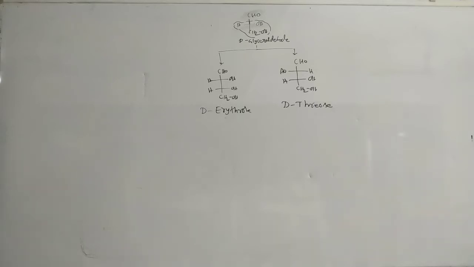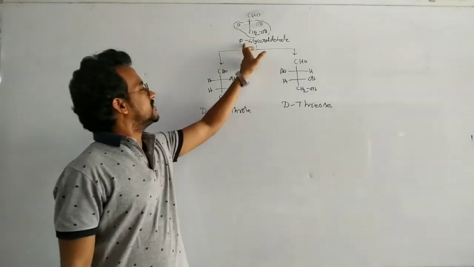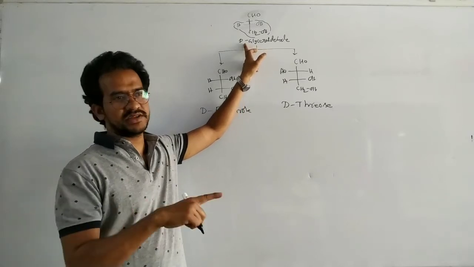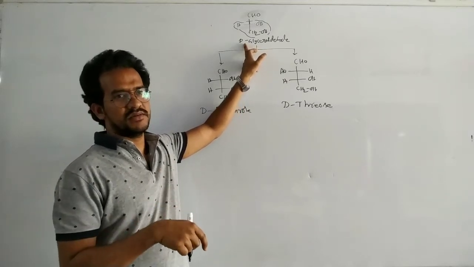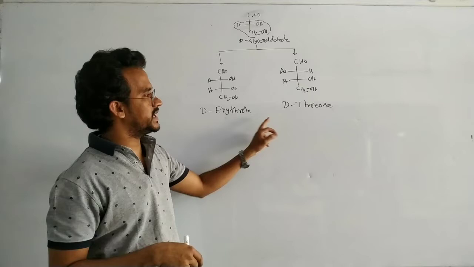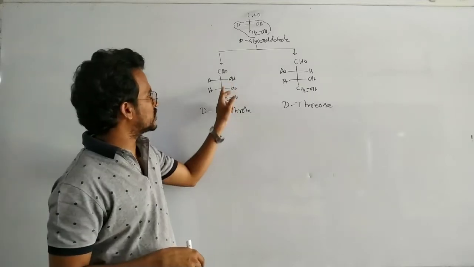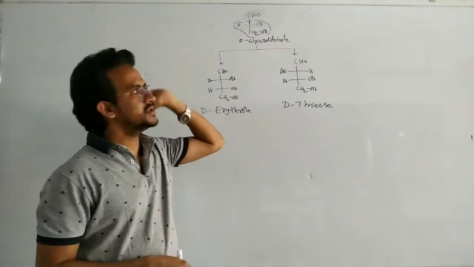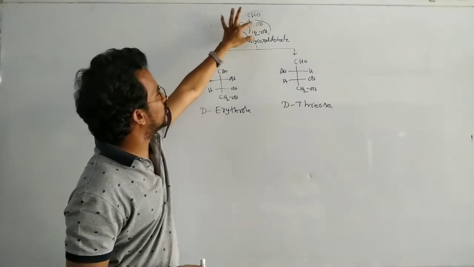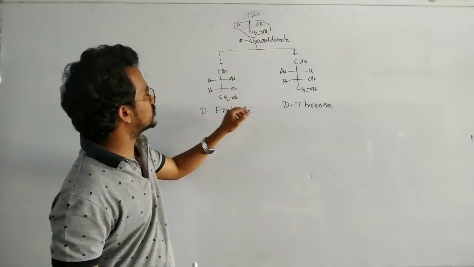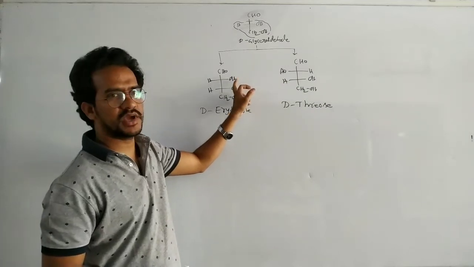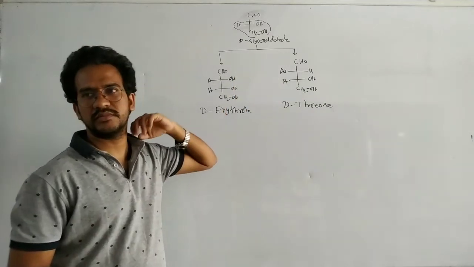So D-erythrose, D-threose. With one chiral carbon, D-glyceraldehyde and L-glyceraldehyde. From the D-glyceraldehyde we will get another 2 D sugars. That means with 2 chiral carbons, 2 are the D sugars and 2 are the L sugars. This part is the same, just changing the position of the OH, either on the right side or on the left side.